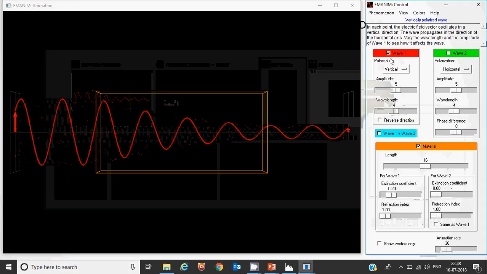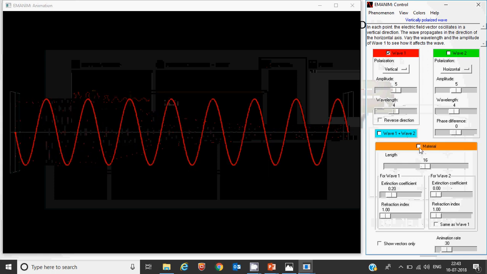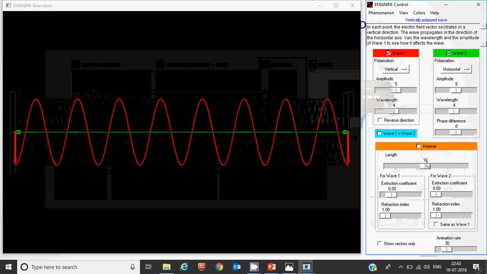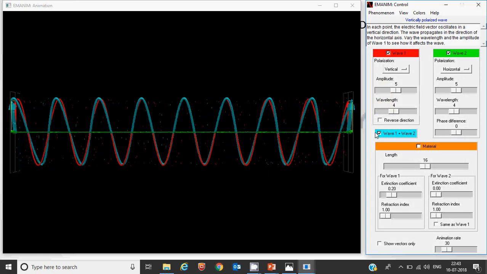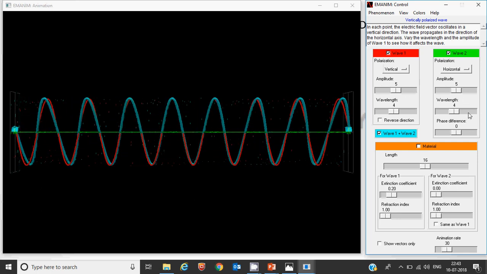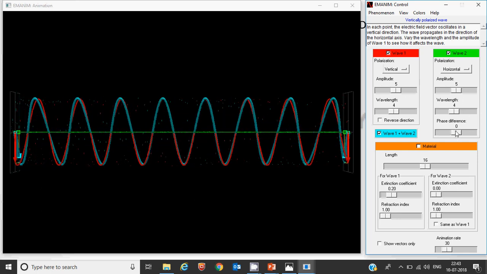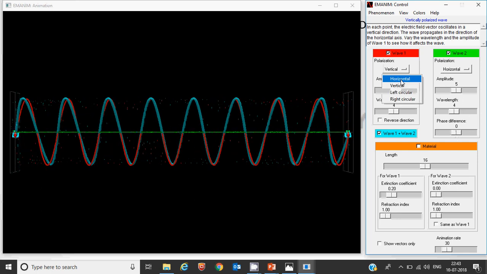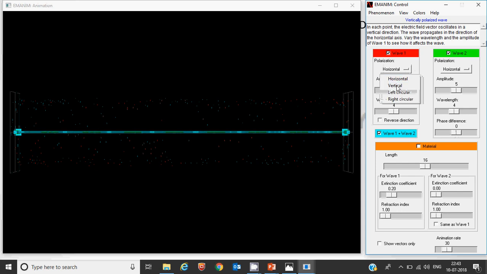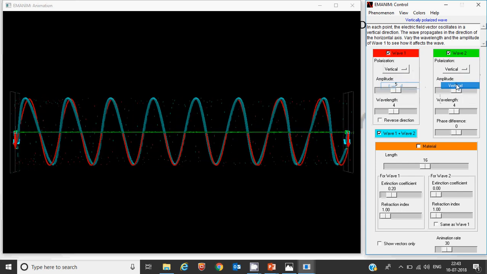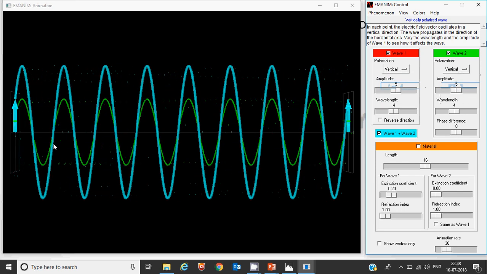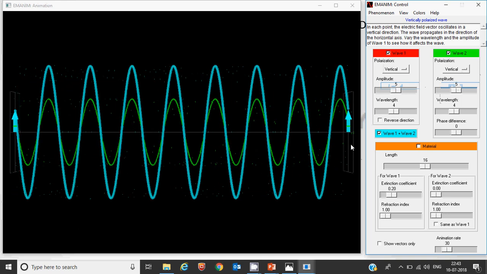Okay, so no material. There are two waves. Now these two waves have the same amplitude, with no phase difference. I will put both horizontal, oh sorry, vertical. Now you see the amplitude is increased at the receiver end.